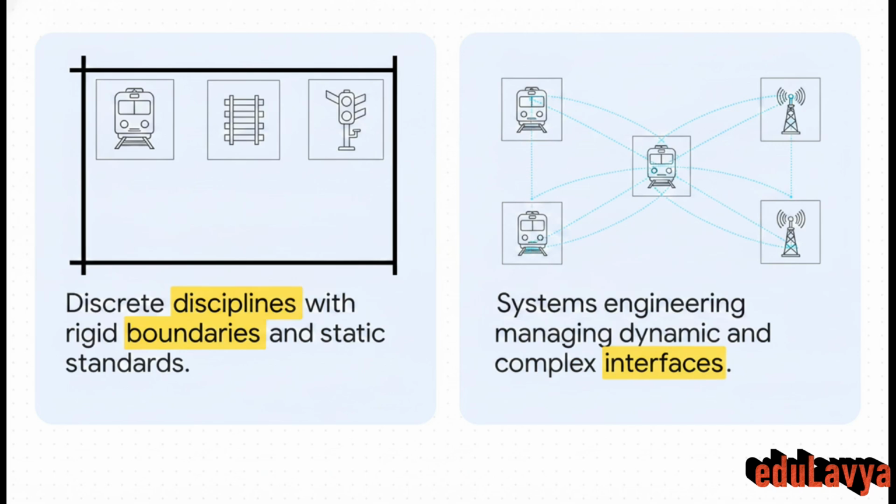Take radio-based train control, for example. Signaling is no longer just colored metal lights on the side of a track. It's digital data beaming invisibly through the air, directly into a cab's onboard computer to automatically calculate braking curves. The boundaries between these different engineering disciplines haven't just blurred, they have completely dissolved.